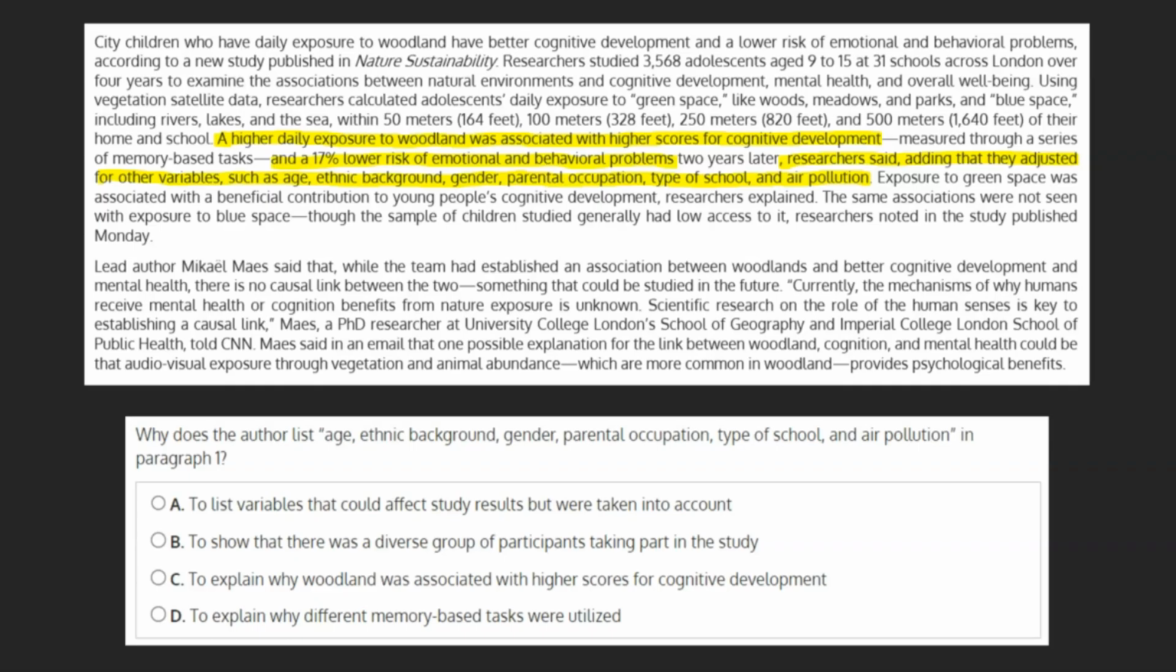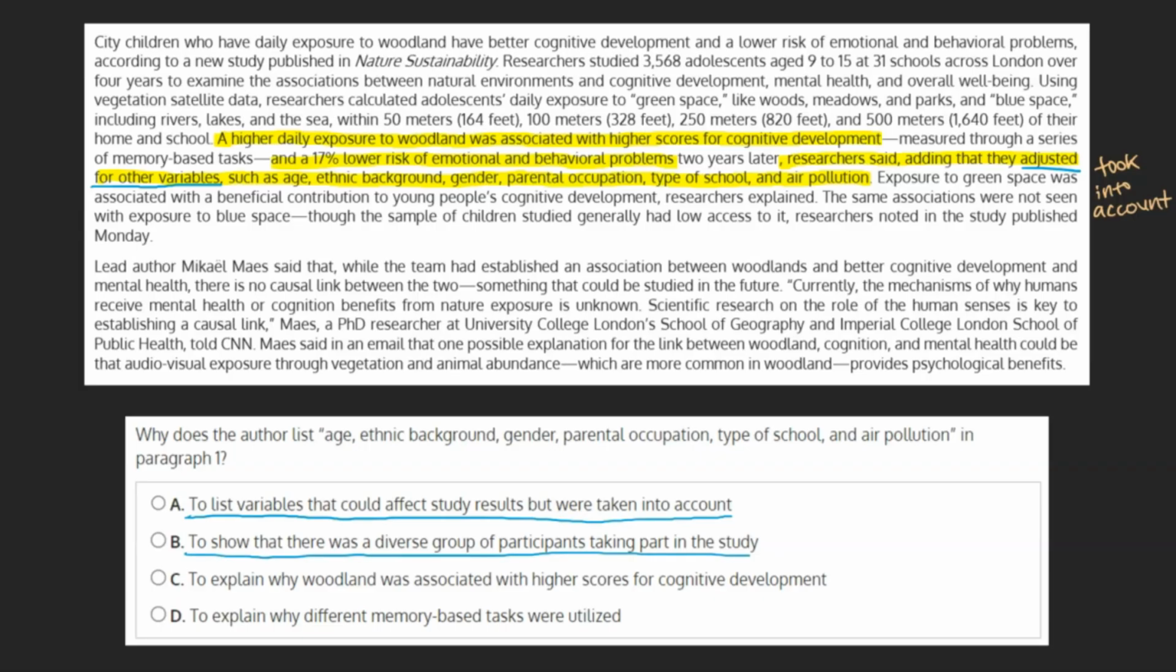Because the text tells us that the researchers adjusted for these variables, we can see that these factors were listed as examples of things the researchers took into account and adjusted to ensure that the findings were not influenced by these other potential variables. Based on this, it would seem our answer is A, to list variables that could affect study results but were taken into account.